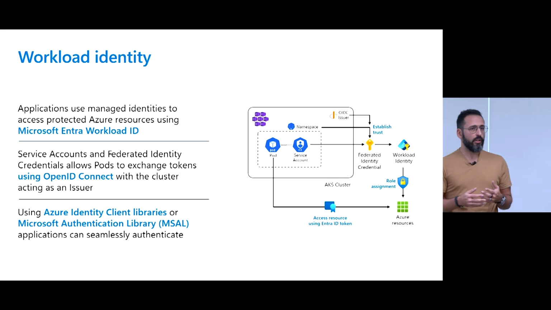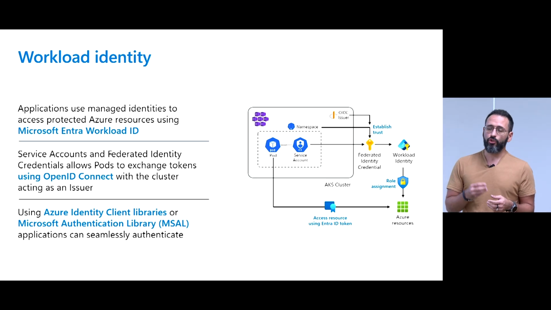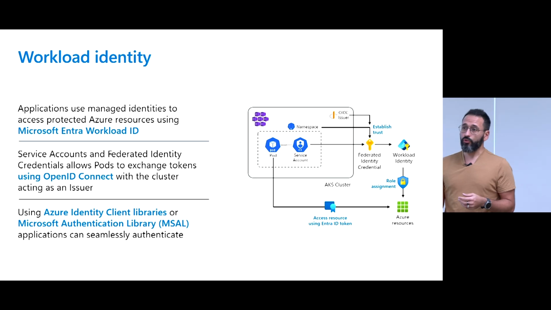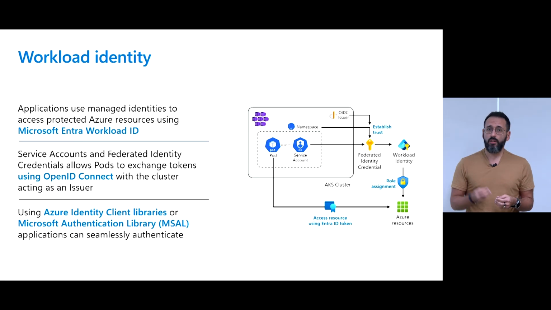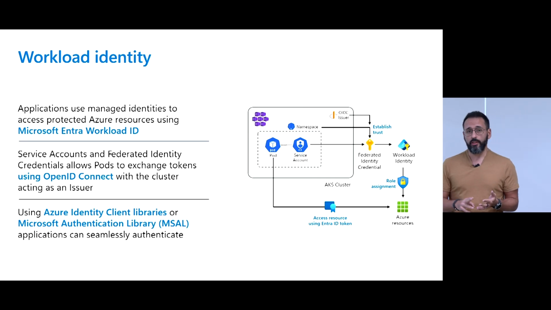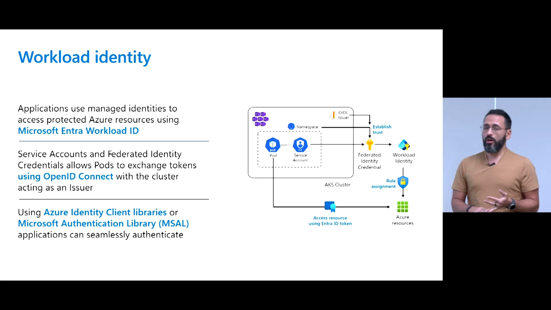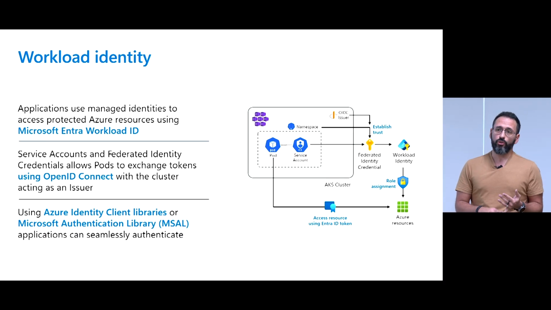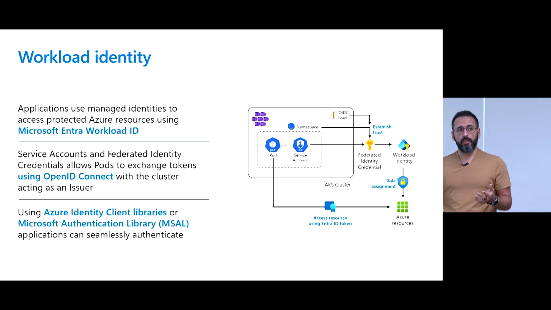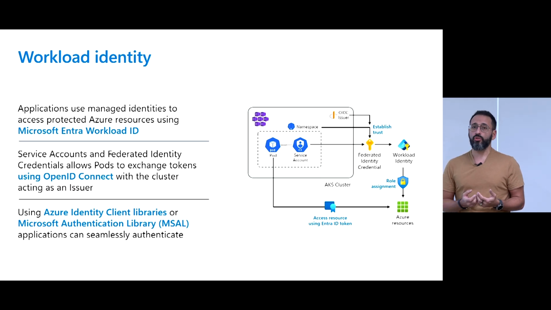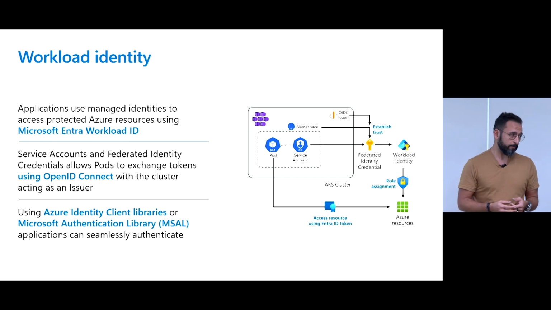And what it does is that it allows your application to exchange a federated trust that it has for a token to access that Azure resource. And it works with a couple of libraries. So if your application is using the Azure Identity Client libraries or the Microsoft Authentication libraries, which are available in a number of languages, you can seamlessly pull such token information and authenticate your application using workload identity.